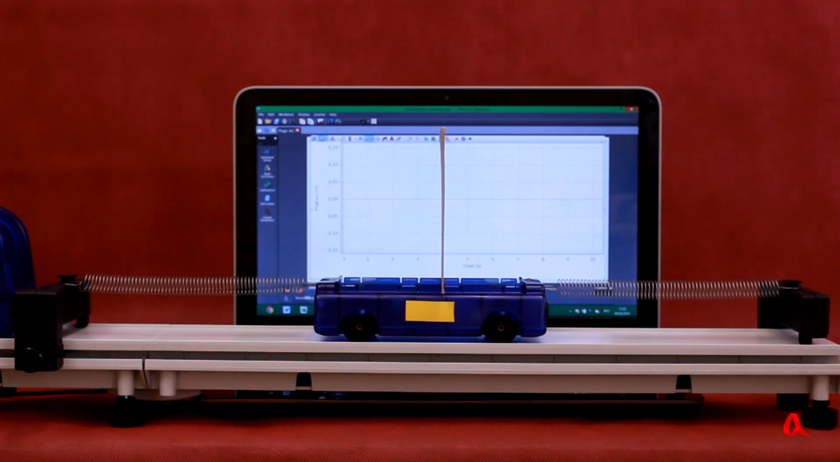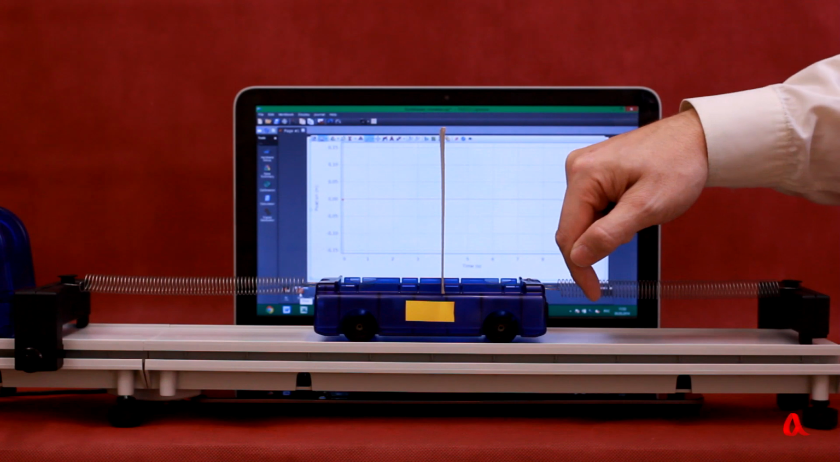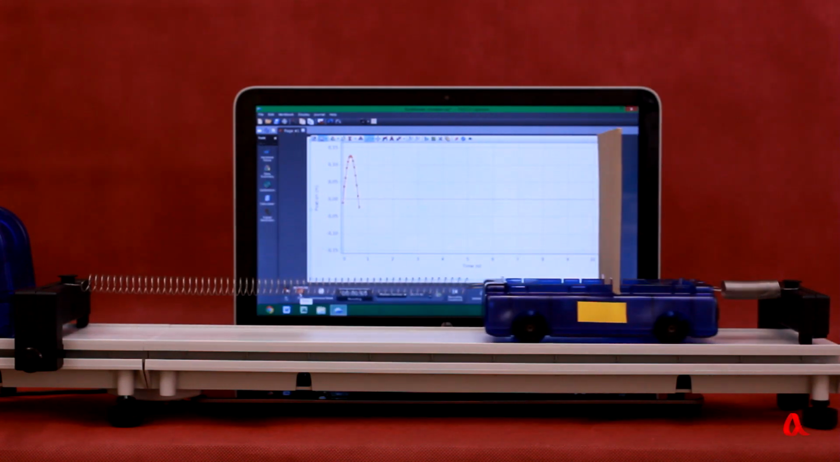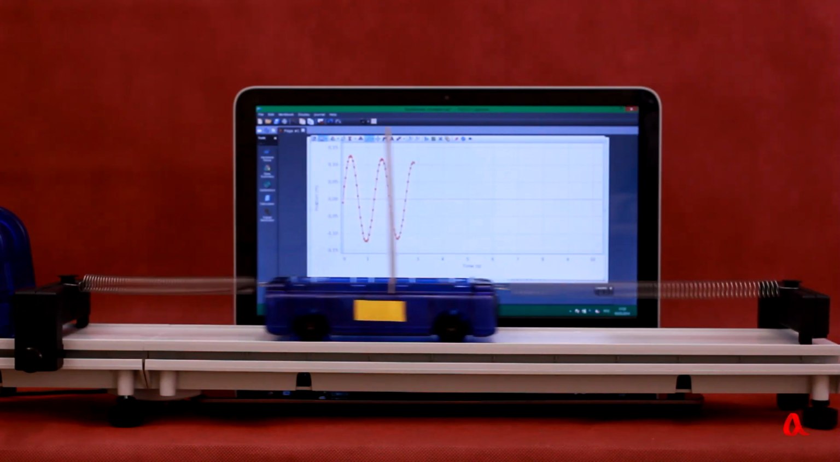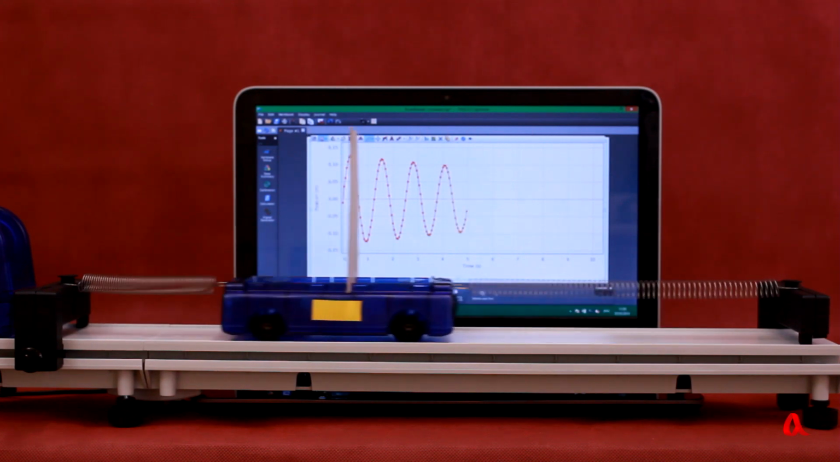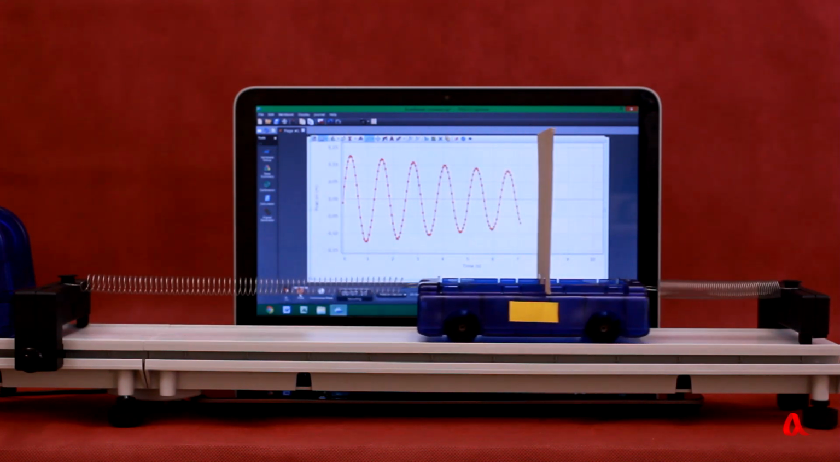We set the motion detector, push the trolley and see that the motion diagram looks like sea waves. The trolley bounces off the balanced position in one direction, then in another, with the amplitude gradually decreasing.